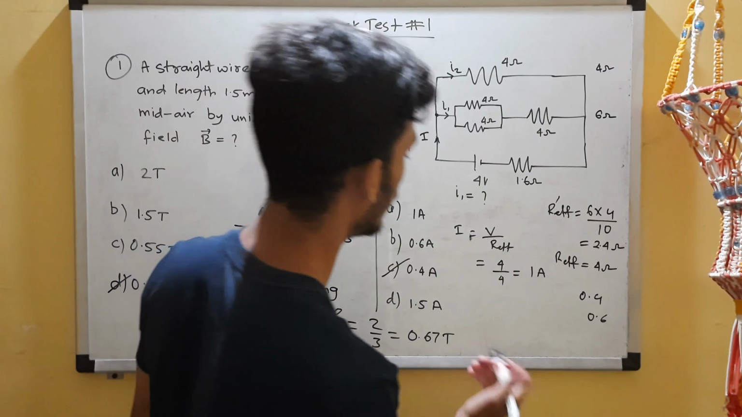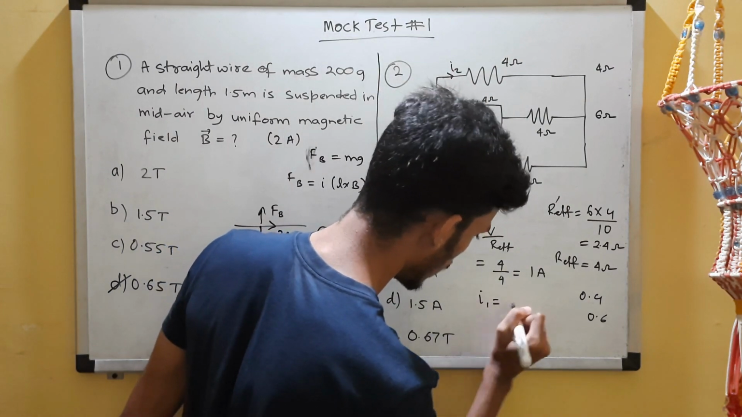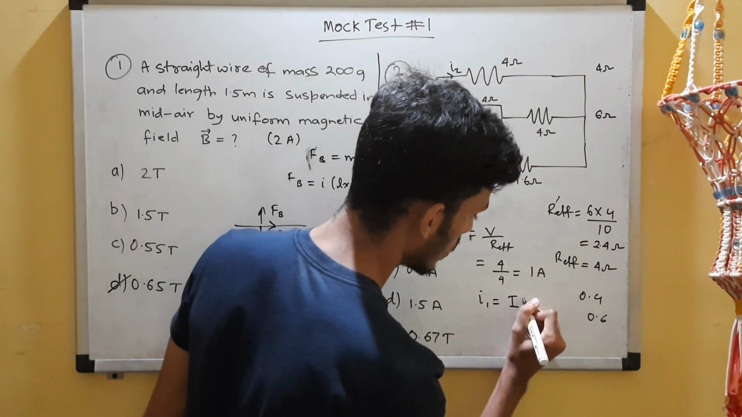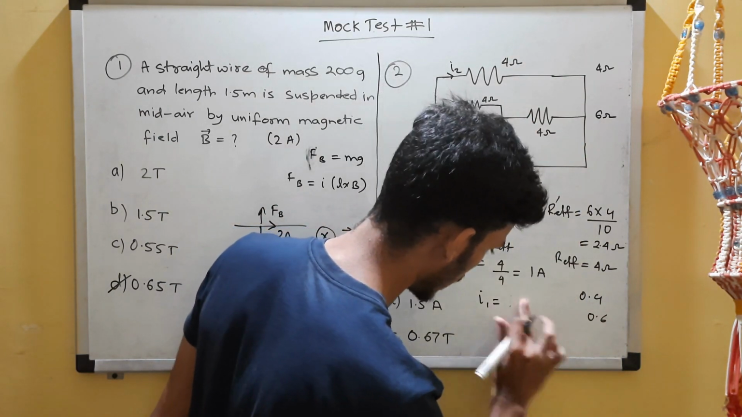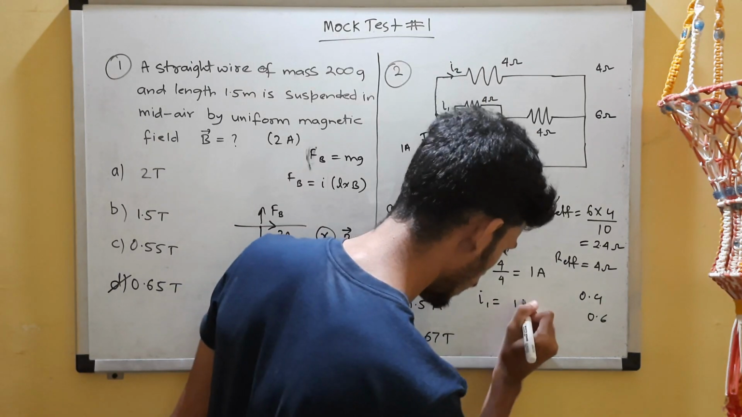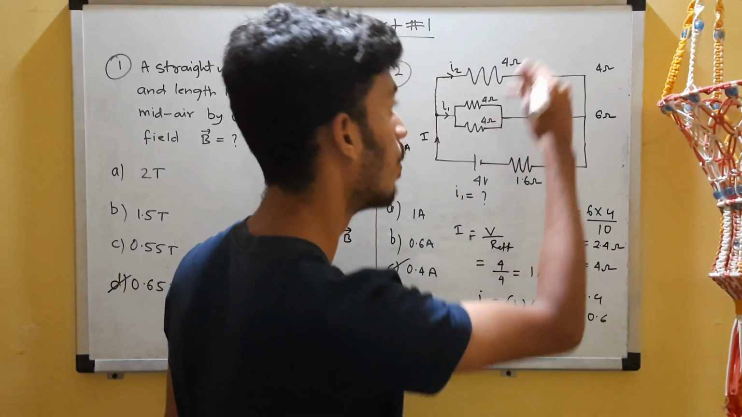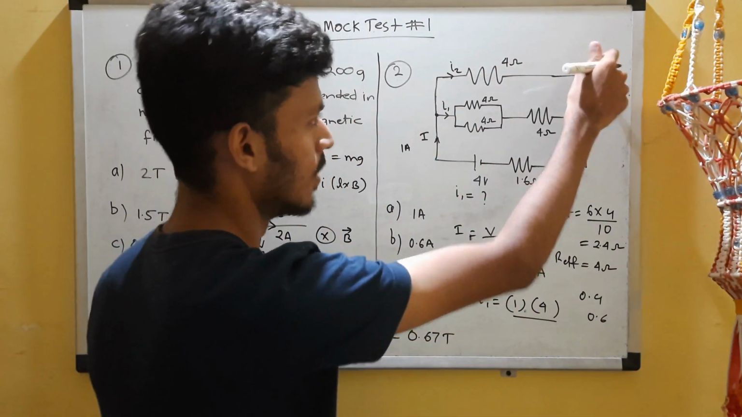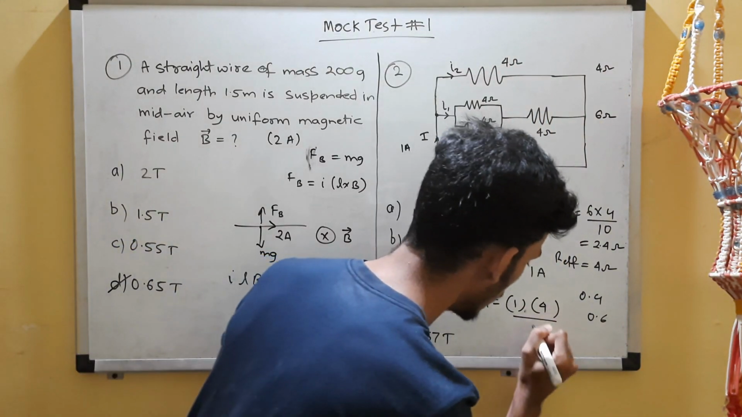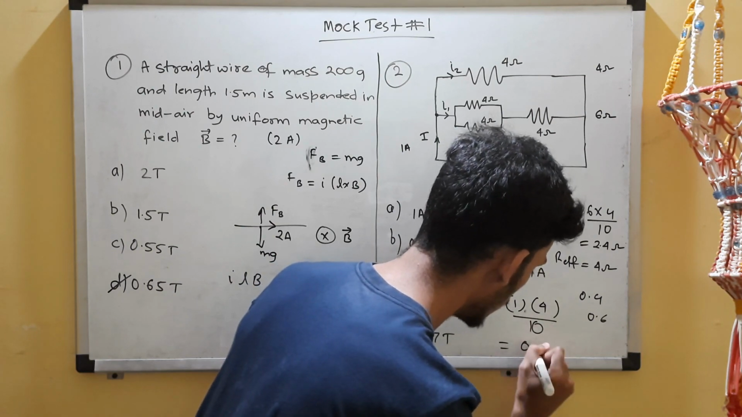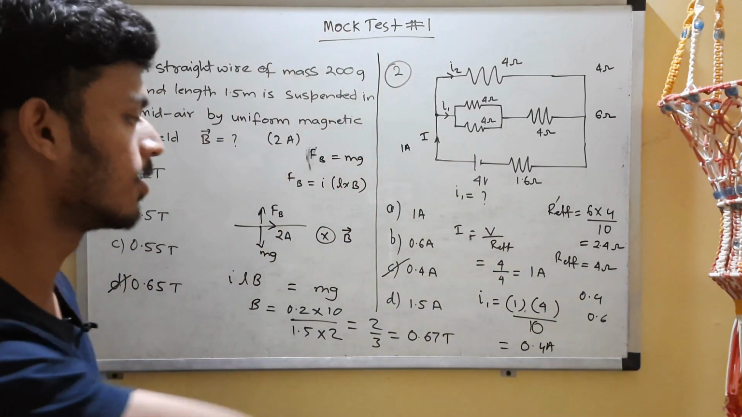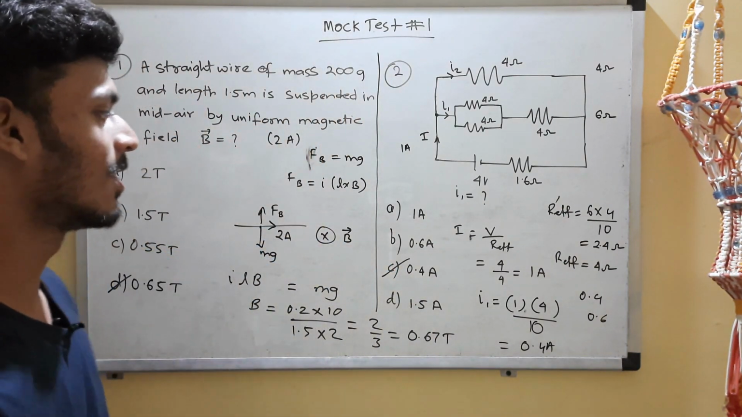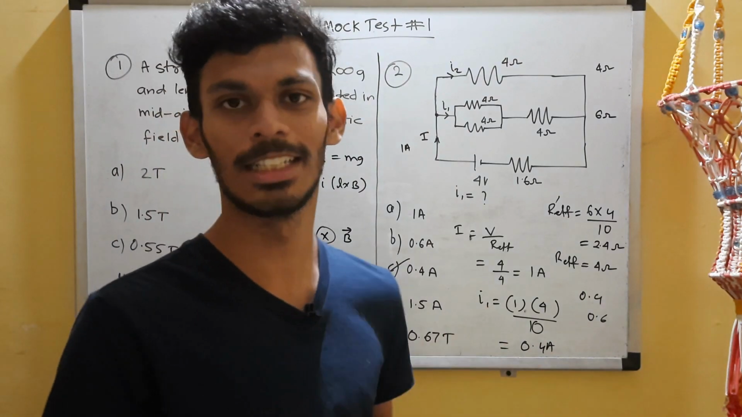If you want to calculate it through the formula, I1 is the total current times the resistance in the opposite branch, divided by the sum of the resistances. Let's directly substitute. The total current 1 into the resistance in the opposite branch, which is 4, divided by the sum of the resistances in both the branches, 4 plus 6, which is 10. So this gives you 0.4 amperes. Again, you can use logic or you can use the formula. So that is your answer. Let's move to the next set of questions.